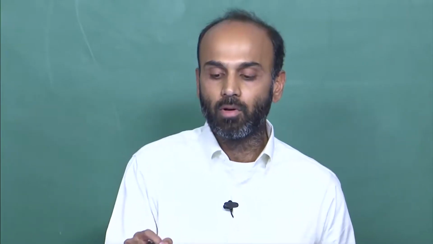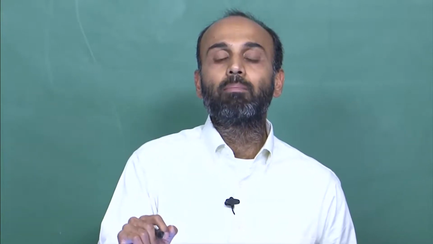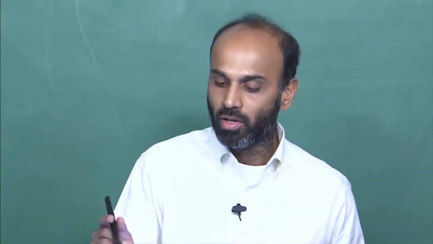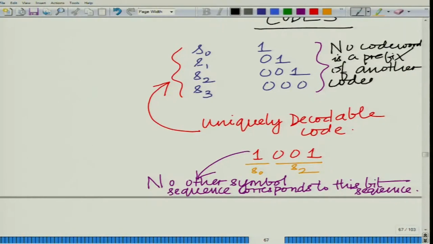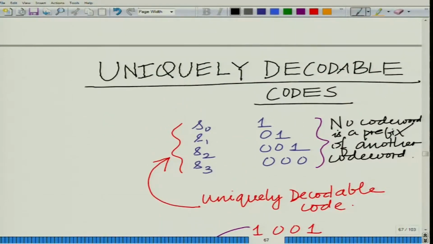Now, in part the reason for this is that if you look at the set of code words, you have 4 code words corresponding to the 4 symbols. You can see that no code word is a prefix of another code word.